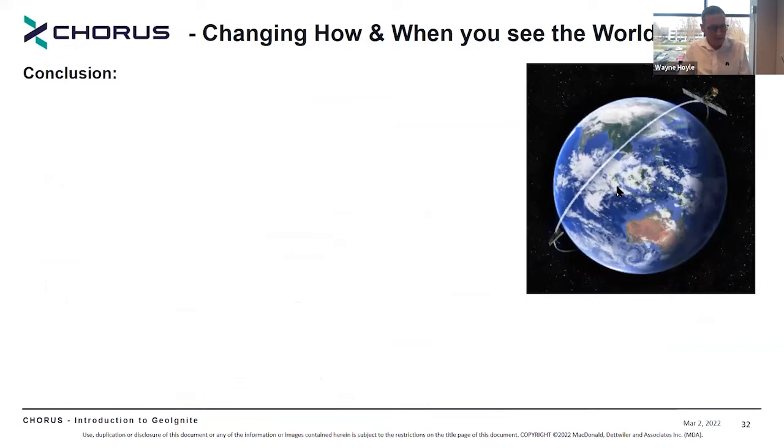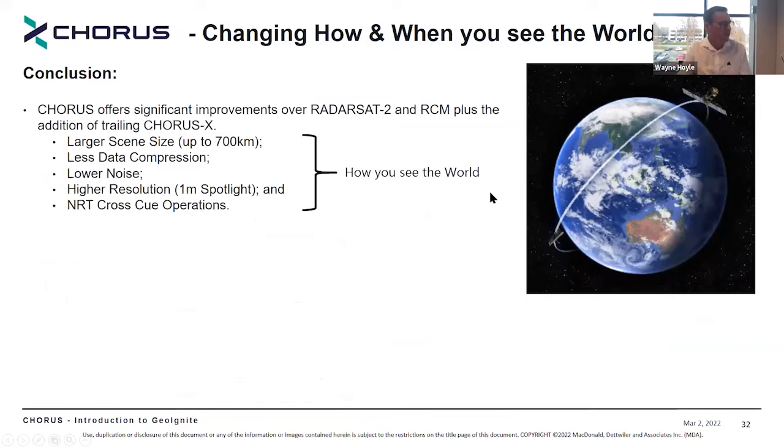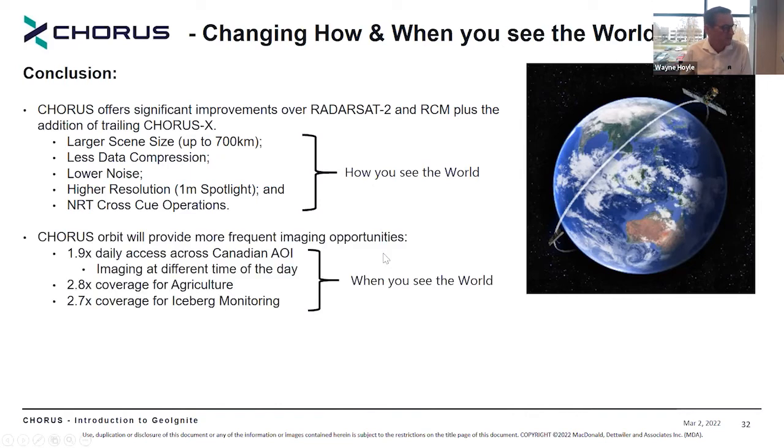So it's a bit of a whirlwind through the capabilities of what we're talking about, but in conclusion, CHORUS offers significant improvements over RADARSAT-2 and RCM. Plus, it has the trailing X-band. It will provide very large scene size, up to 700 kilometers, with lower noise, less compression, higher resolution, and very much geared towards near real-time operations with cross-view. That's really going to help change how we see the world.